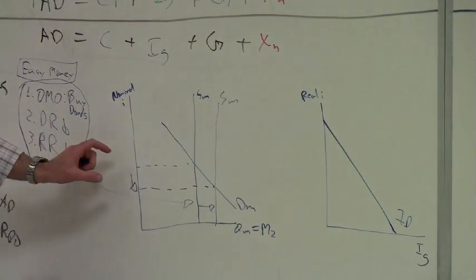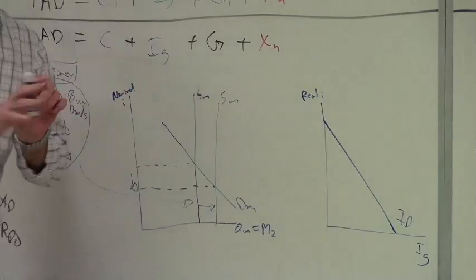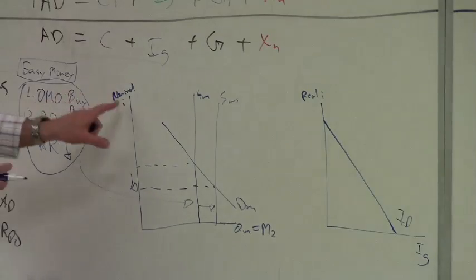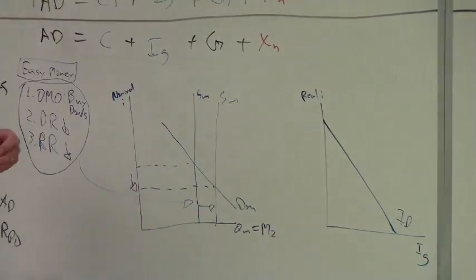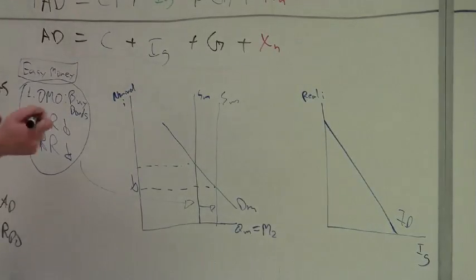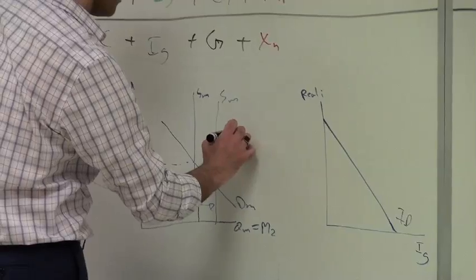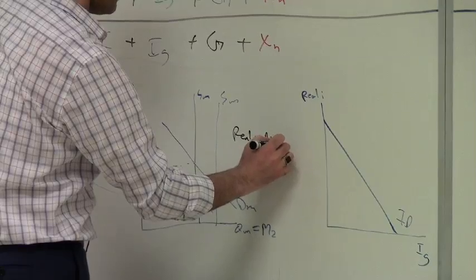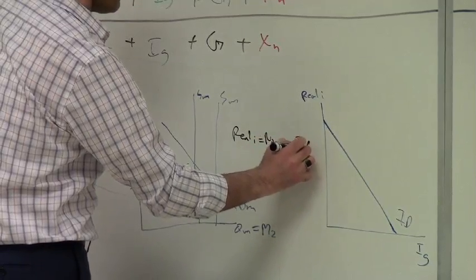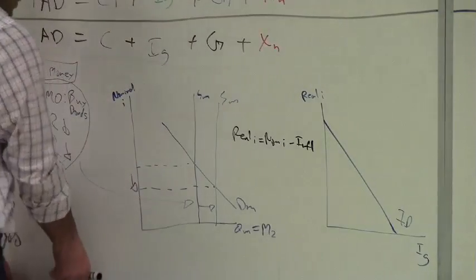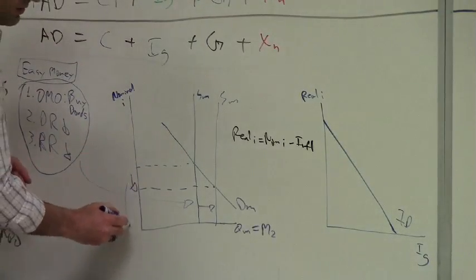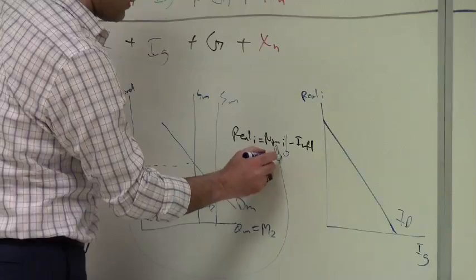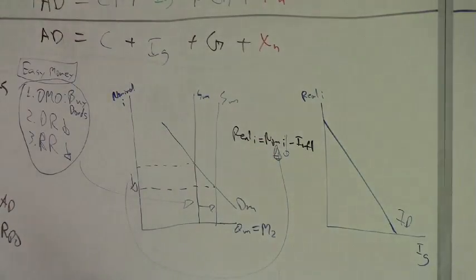We have a little problem here though. We can't really fit these two Lego pieces together, because this is nominal interest rate and this is real interest rate. But we know the formula for calculating real interest rate from nominal interest rate is the following. Real interest rate equals nominal interest rate minus inflation. What we just did is decrease nominal interest rate. If we can figure out what is happening to inflation, then we can figure out what's happening to real interest rate.